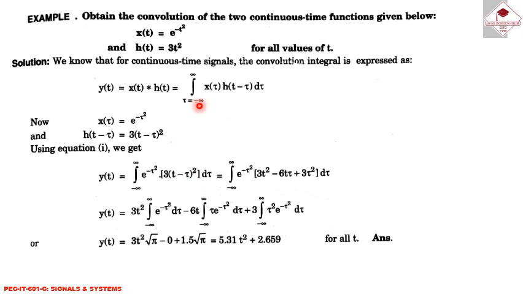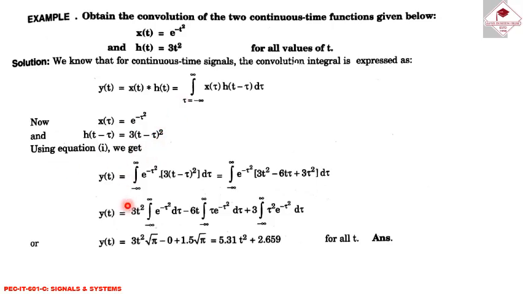Depending on this, we have a mathematical question. First question: obtain the convolution of the two continuous time functions given below. x(t) is equal to e to the power minus t, h(t) is equal to 3t square, for all values of t. Now we know that for continuous time signals, the convolution integral is expressed as y(t) equal to x(t) convolution h(t), that is equal to the integral from minus infinity to plus infinity of x(tau) h(t minus tau) d tau, where x(tau) equal to e to the power minus tau and h(t minus tau) equal to 3 multiplied by (t minus tau) whole square.